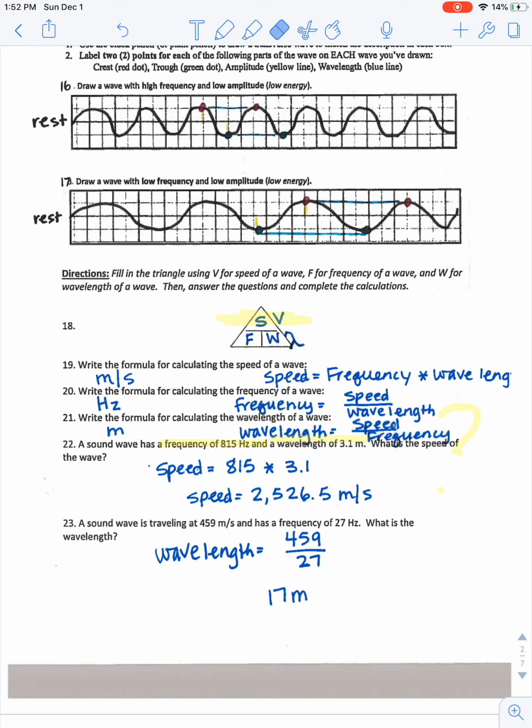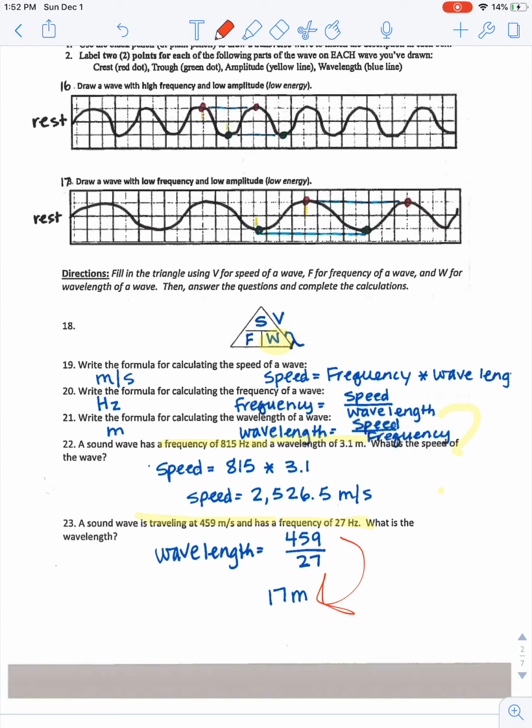Number 23, a sound wave is traveling at 459 meters a second. That's a speed. And a frequency of 27. So there's my frequency. So they want to know, what is the wavelength? If I cover up my W, I have S over F. So my speed of 459 divided by my frequency of 27 gives me 17 meters.